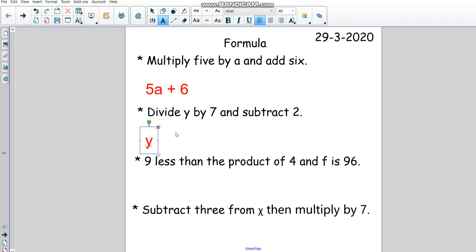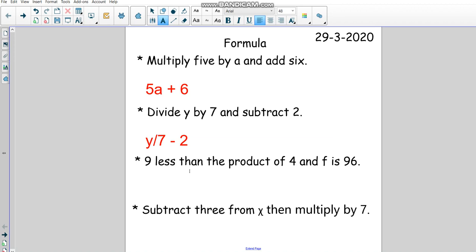So y over 7, as I said, will be written here as a slash, as I don't have a fraction format here. Then subtract 2. y over 7 minus 2 is the expression that will express divide y by 7 and subtract 2. If you wrote it as y divided by 7 instead of the fraction format, it will also be correct.